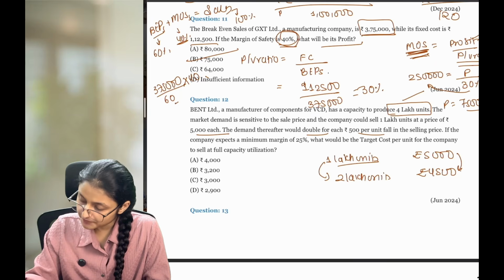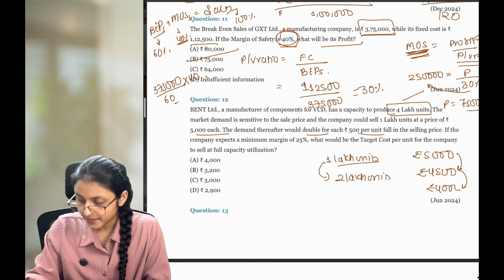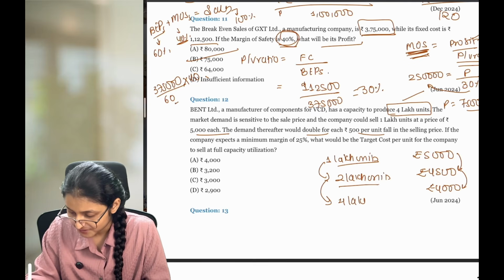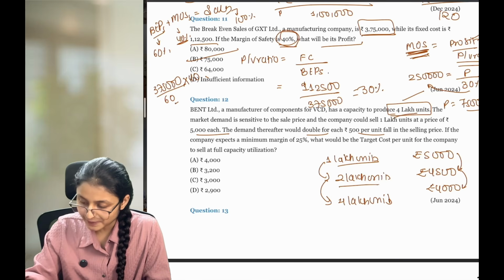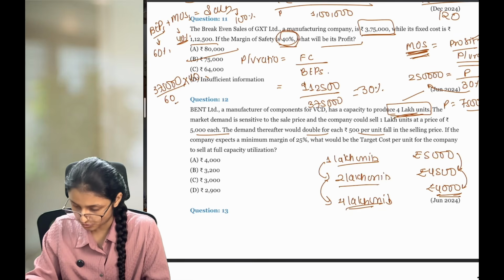So if you reduce the selling price by 500 rupees, your demand will get double. Now, if again I am reducing the price by 500 rupees, 4,500 will become 4,000. My demand will again get double. This 2 lakh will become 4 lakh units. So, if you want to use your full capacity and sell all the units, then you will be able to sell at 4,000 rupees only.